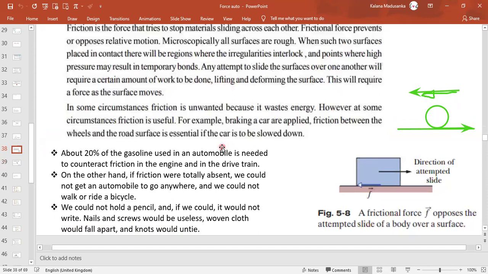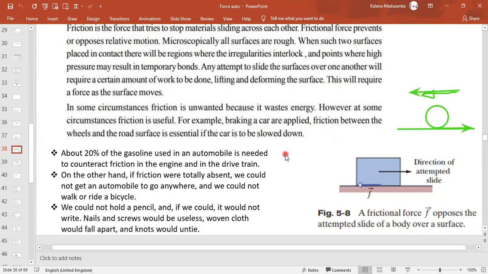And here are some facts. About 20% of the gasoline used in an automobile is needed to counteract friction in the engine and the drivetrain. On the other hand, if friction were totally absent, we could not get an automobile to go anywhere. That is also a fact. Or we couldn't even walk or ride a bicycle. What are the other examples? If there's no friction, we cannot hold a pencil with our hands. If we could, it would not write, because it is going to slide away.